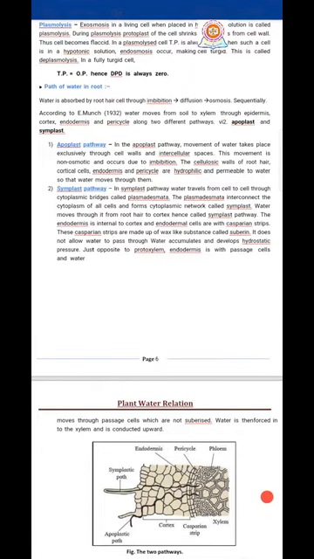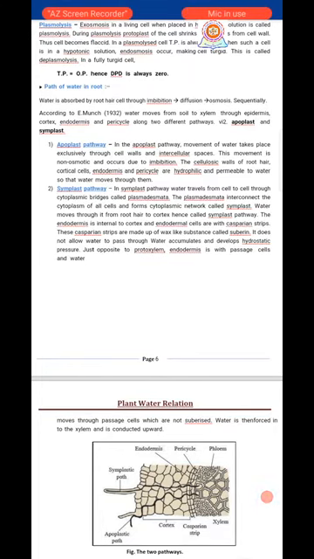The cellulosic walls of root hairs, cortical cells, endodermis, and pericycle are hydrophilic in nature and permeable to water, so that water moves through them. That type of pathway is known as apoplast pathway. And the next pathway is symplast pathway.